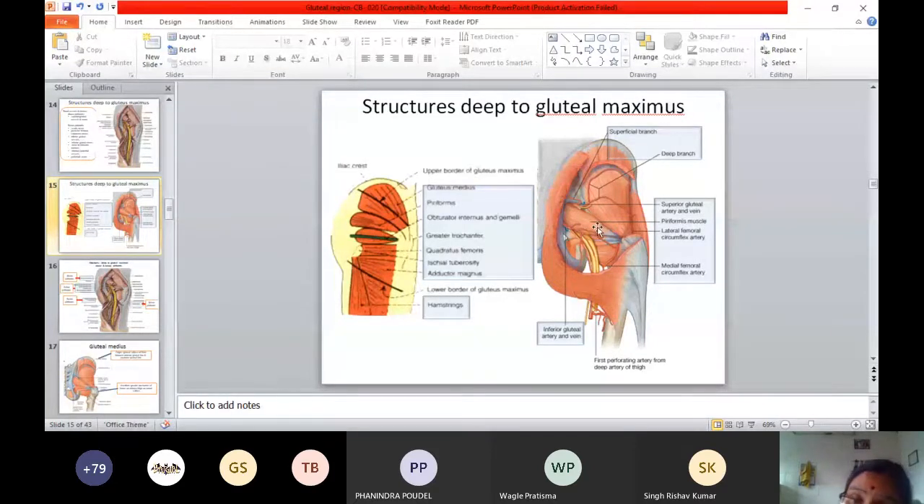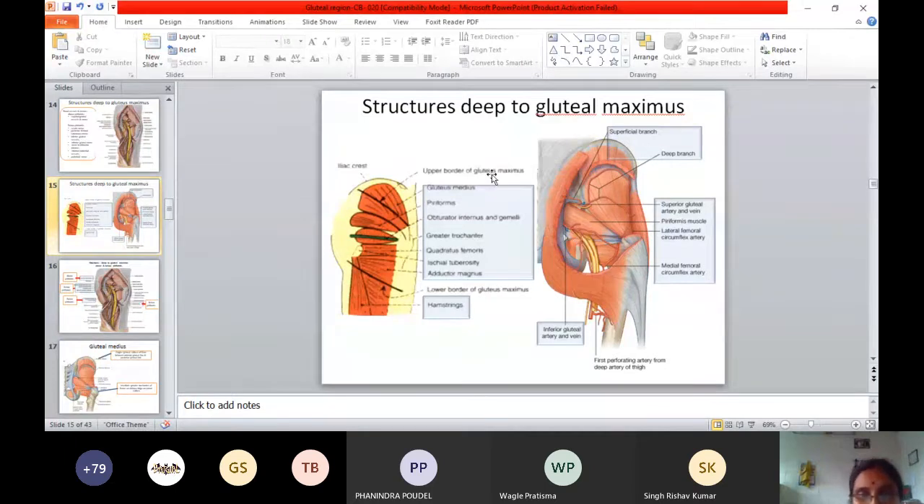Below the piriformis, the neurovascular bundles are, can you see this thick nerve? This is the sciatic nerve. But adjacent to the sciatic nerve, this nerve is going to the back of the thigh, so the name is posterior cutaneous nerve of thigh. And this artery that you see below piriformis is the inferior gluteal artery. This small blue one is the inferior gluteal vein.